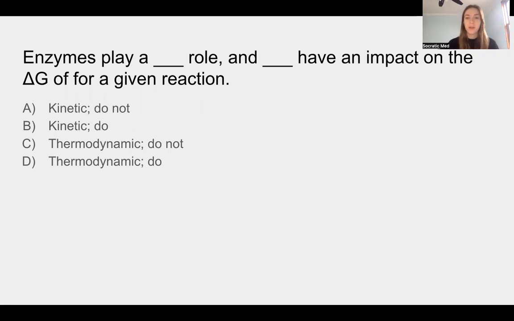All right, assuming that you have had a chance to answer the question, I will reveal the answer, which is A, kinetic and do not. Since enzymes play solely a kinetic role, they do not impact the delta G for a given reaction. So we're going to talk a little bit more about what that means and the role that they do play.